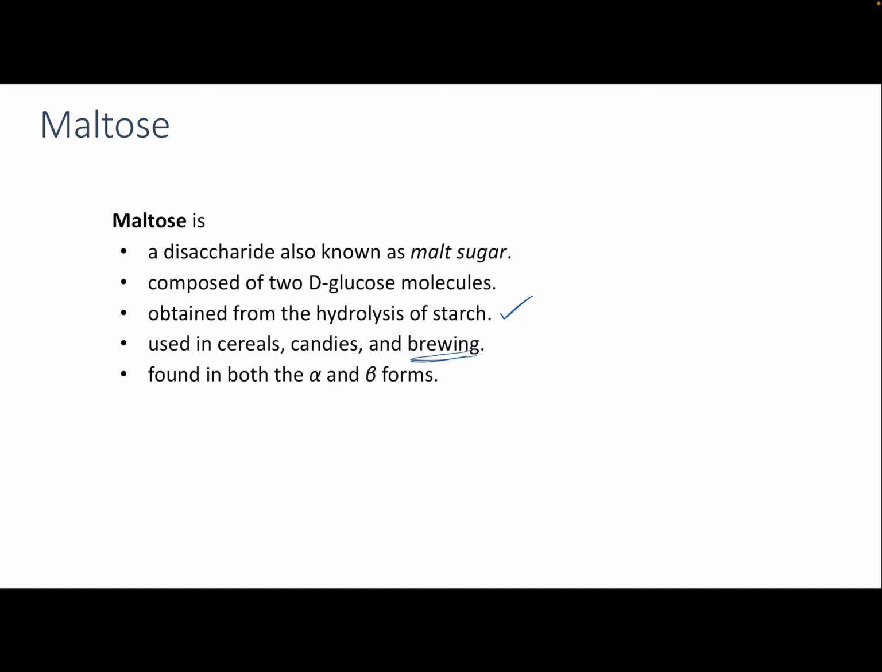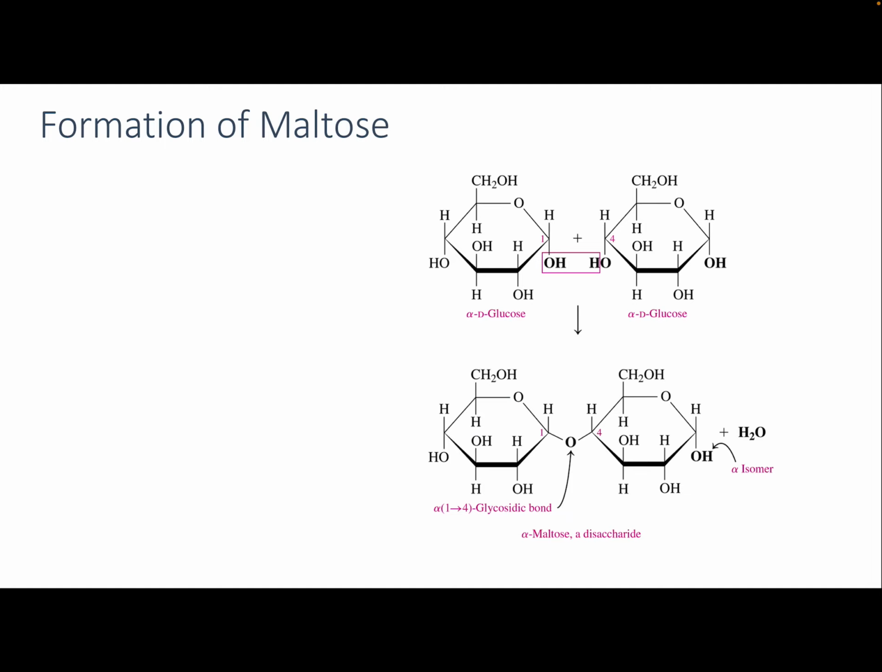And then we have alpha and beta forms because the second sugar, as you can see here, still has a hemiacetal, so it can open and close, therefore mutarotate back and forth between being an alpha or beta. This one, maltose, is characterized by an alpha 1,4 glycosidic bond. So it does have to be an alpha glucose in the beginning so that the OH is down, so that we get this particular arrangement in space.